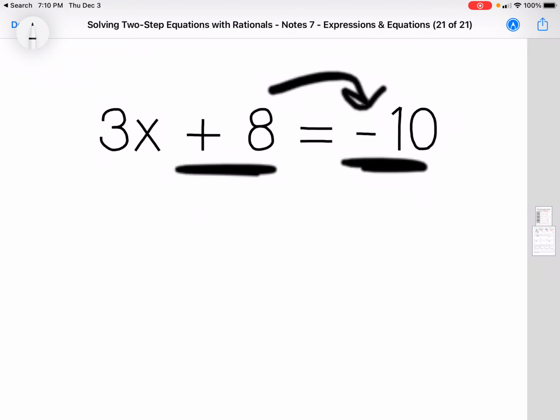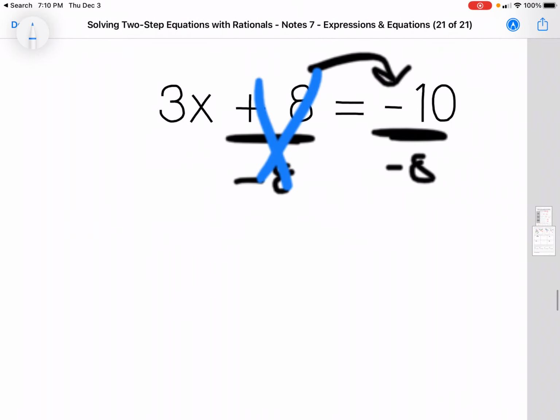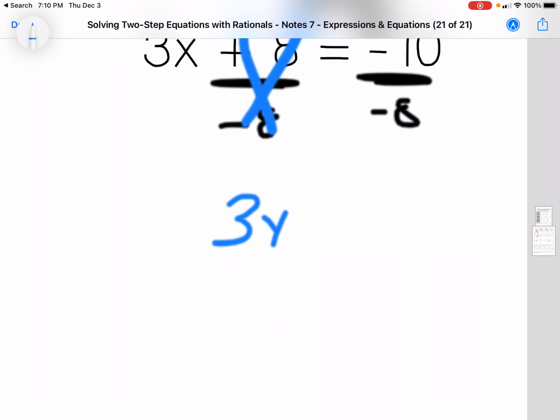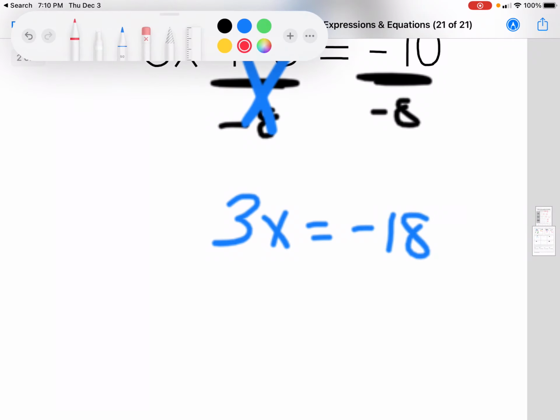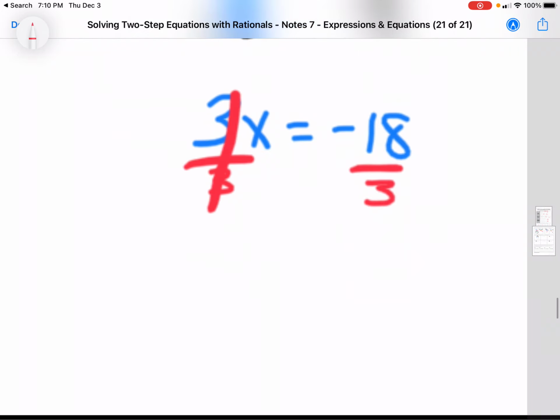What is the opposite of adding 8? Subtracting 8. So what happens to those 8s? I hope you know they go away. I'm left with 3x is going to equal -18. Next step, divide by 3. And I'm going to be left with x is going to equal -6.